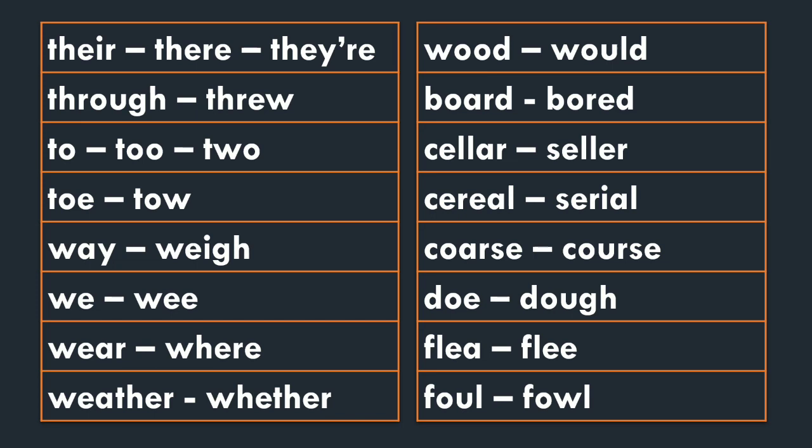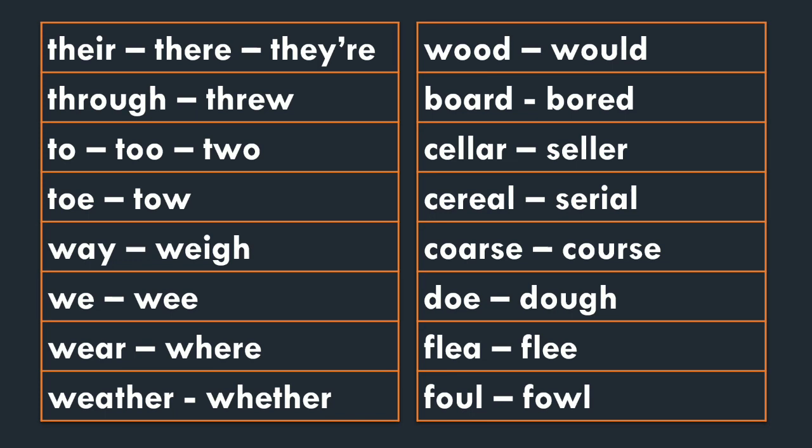Next is wood and would. Wood is the part of a tree, particularly a branch or any other part after cutting of the tree, that is dried. Especially it is used for making boards, houses, and furniture. Next is would, which is a modal auxiliary. Next is board and bored. Board is the flat surface of something, and bored is an adjective. It means tired, like that.